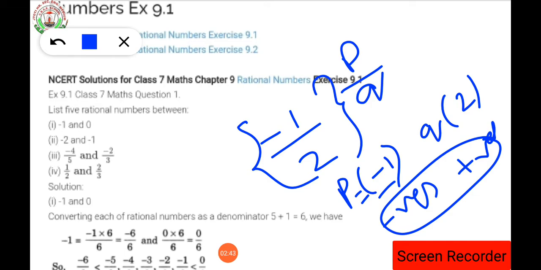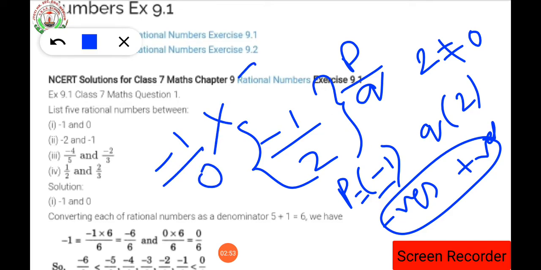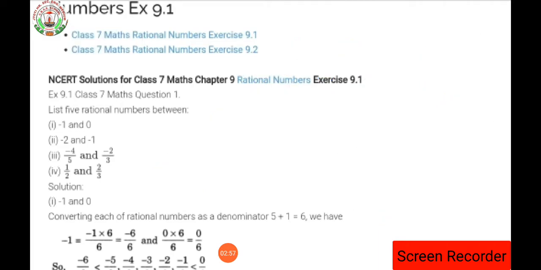Second condition, what is the denominator? Whether 2 is equal to 0? No, 2 is not equal to 0. 2 is the number in the denominator. -1/0 is not a rational number, remember. So 2/0 is not a rational number. Clear? Whenever a 0 is present in the denominator, it will not be a rational number. Clear? Now have you understood about the rational number, isn't it?